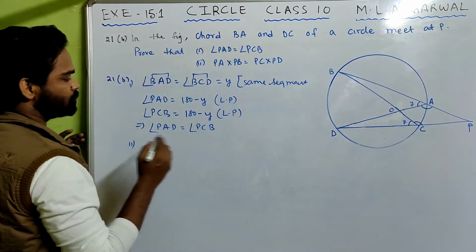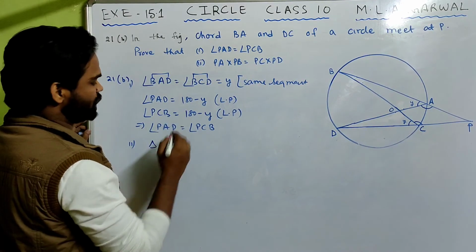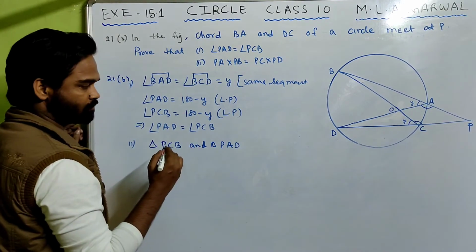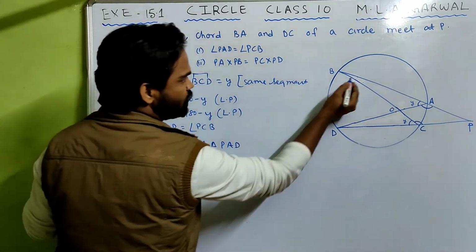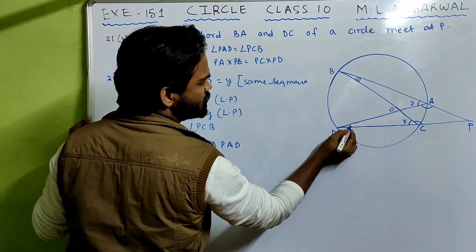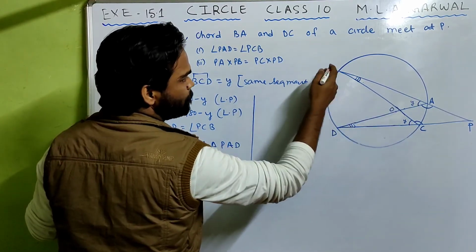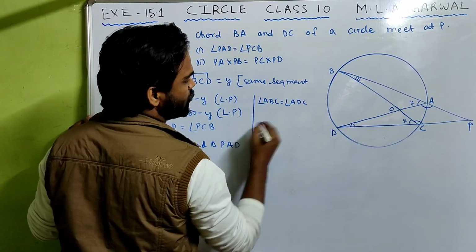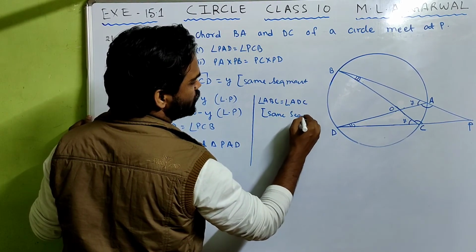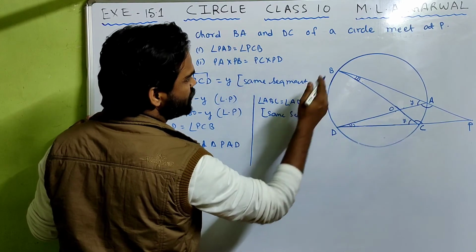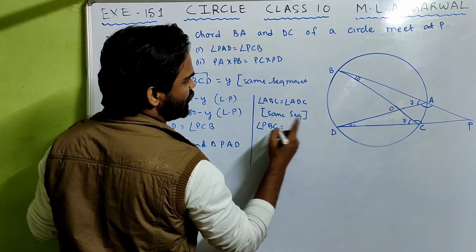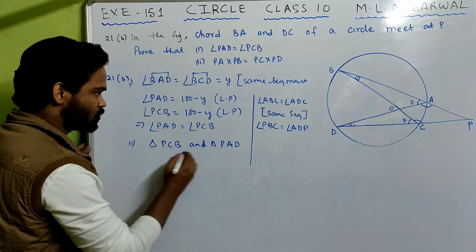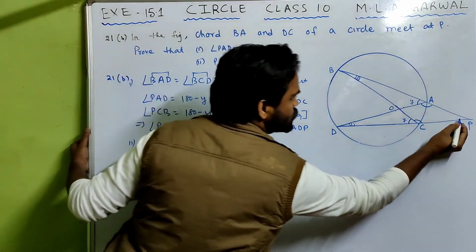In the second part, what I'll do, look at triangle PCB and triangle PAD. I'll try to prove they are similar. First of all, this angle and this angle are equal. Why? Same segment, see, ABC. Angle ABC is equal to angle ADC, isn't it? Same segment. Now angle ABC, can I write as PBC? Same thing. And angle ADC, can I write as angle ADP? Same thing. So first of all, in these two triangles, look over here. The first thing, angle P is common.